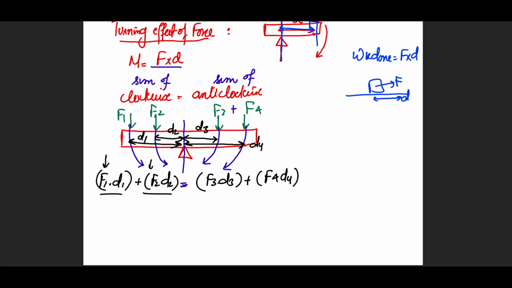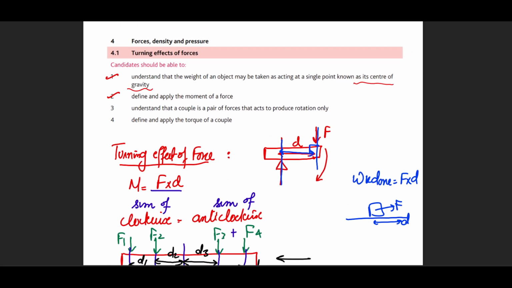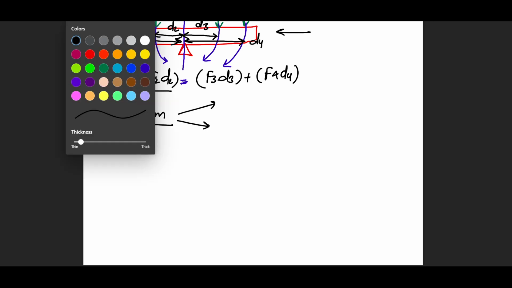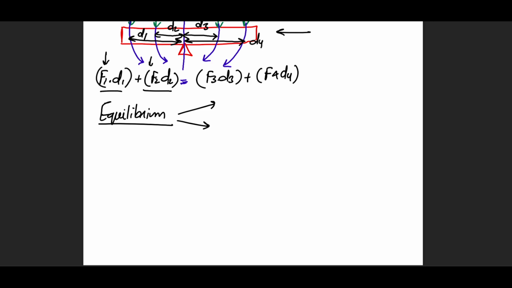So I hope that we understand the principle of moments, how it is actually applied, and what's the visualization behind it, what's actually happening. So then we understand the term equilibrium. What is equilibrium in terms of physics and moments? So equilibrium suggests two things. There needs to be two things for a system to be in equilibrium. First, the resultant force needs to be zero.